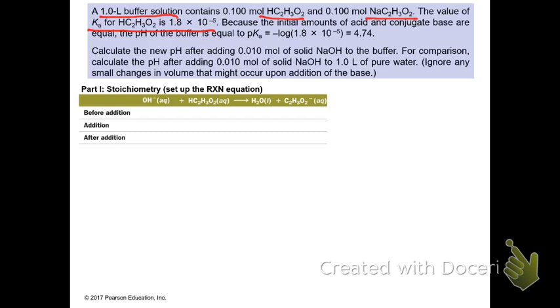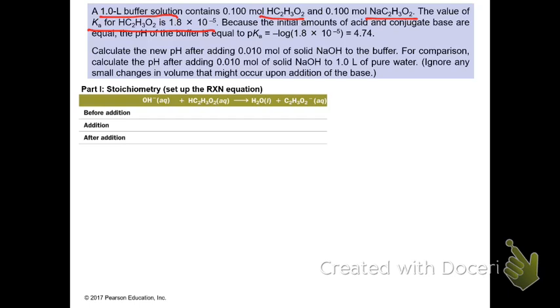So that's what this is saying. Calculate the new pH after adding 0.010 mole of solid sodium hydroxide to the buffer. So that's the first question. The second question here is calculate the pH after adding the same amount of sodium hydroxide to 1 liter of pure water, and see how the pH would change for pure water compared to a buffer solution.